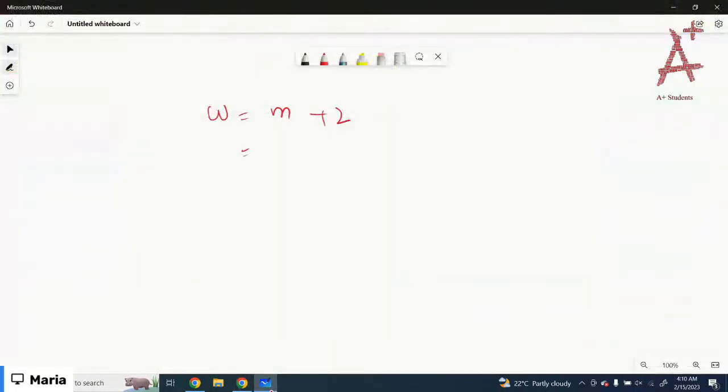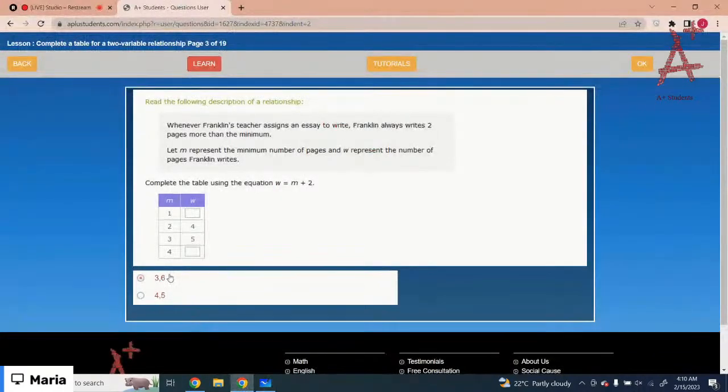Okay, replace the M with 1. It would be 1 plus 2, 1 plus 2 equals 3. And the other one is M equals 4. So it would be 4 plus 2 equals 6. So that means the two missing values are 3 and 6. Got it? So the correct option is 3, 6. Here is the correct option. Got it?